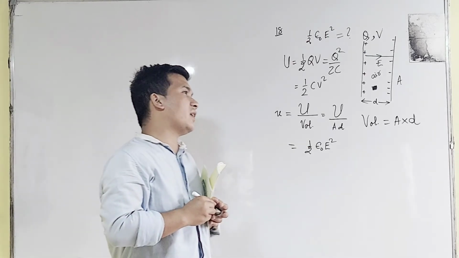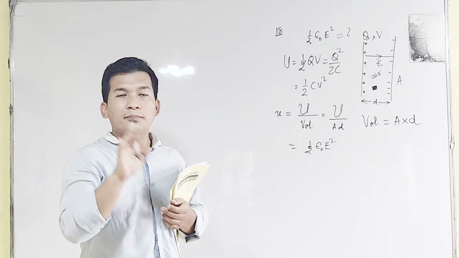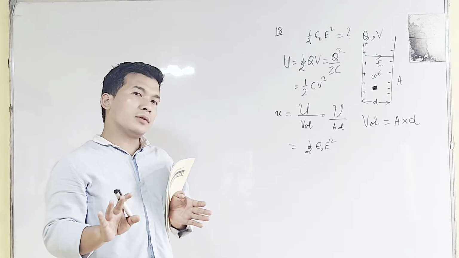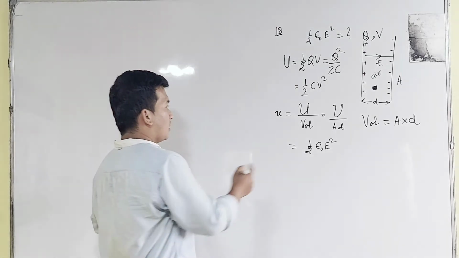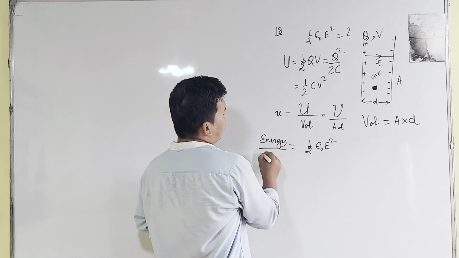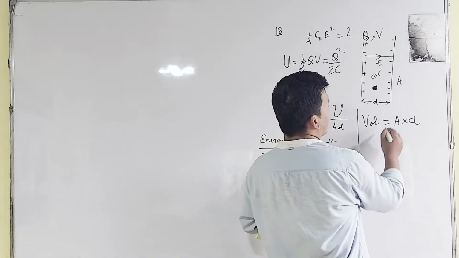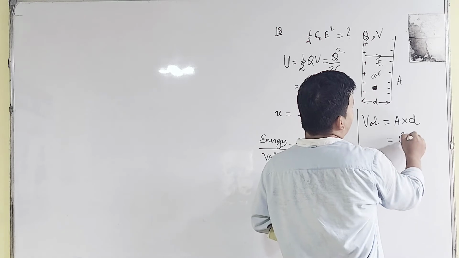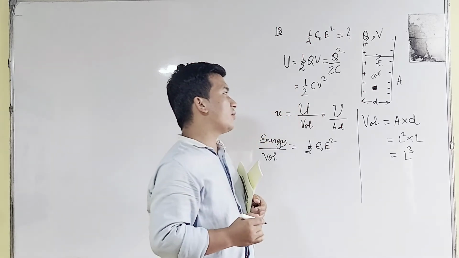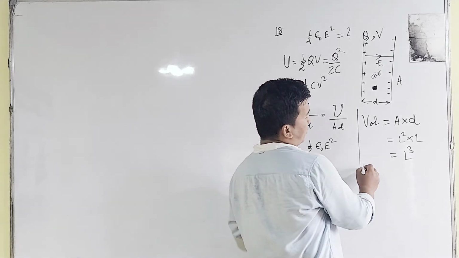If you find the expression half epsilon naught E square, you simply understand this is the energy stored per unit volume. This will be equal to energy divided by unit volume. What is the formula for energy? For the dimensional formula, the area is length square, and the volume is L cubed. So we can put the dimensional formula for volume as L cubed.